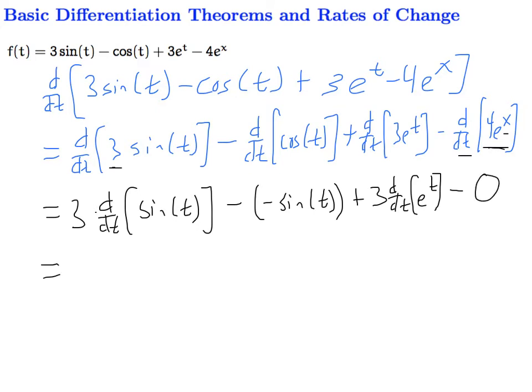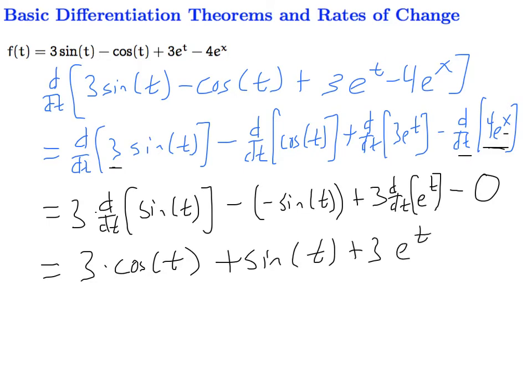So now we can finish the problem by writing 3 times cosine of t, since it's the derivative of sine, plus the sine of t, plus 3 times e to the t. The derivative of e to the t is the greatest thing in the world because the derivative of e to the t with respect to t is just e to the t. It's really hard to get it wrong.